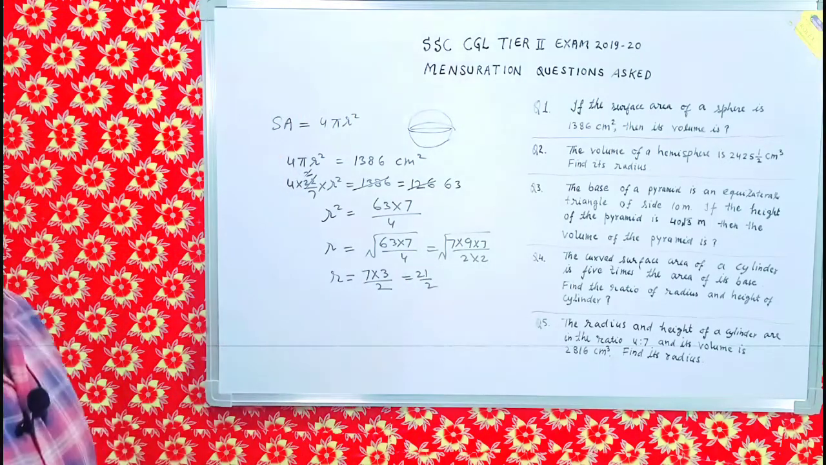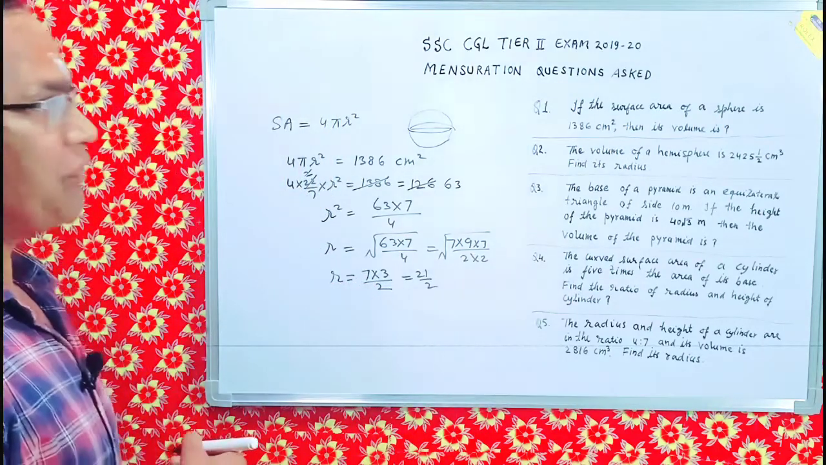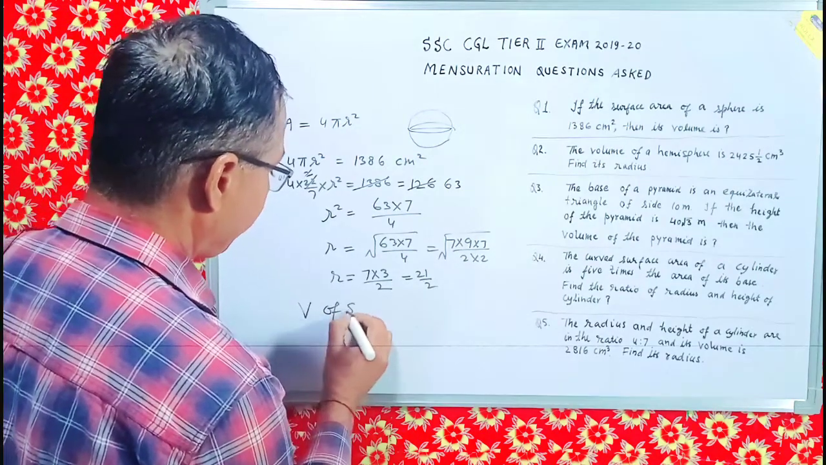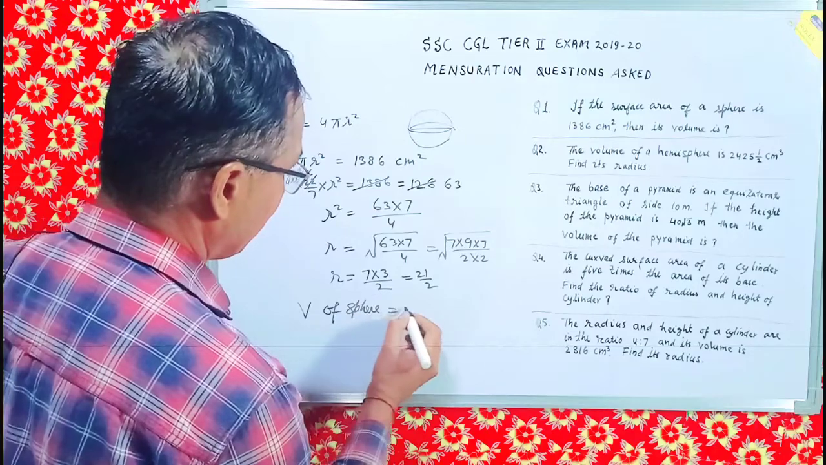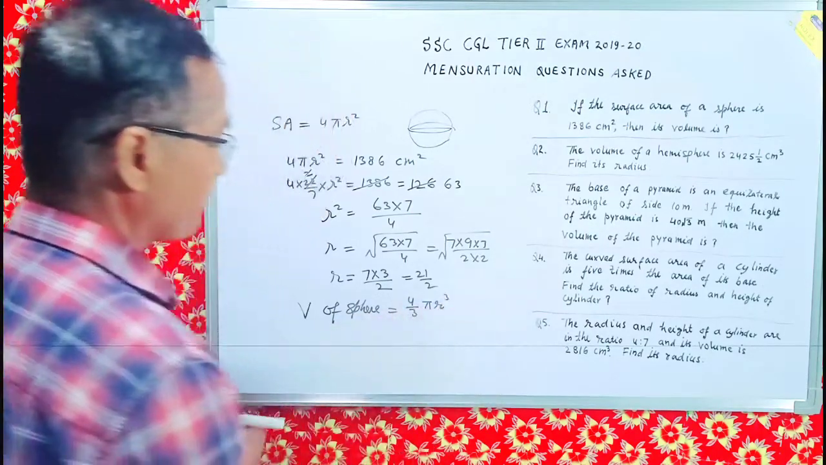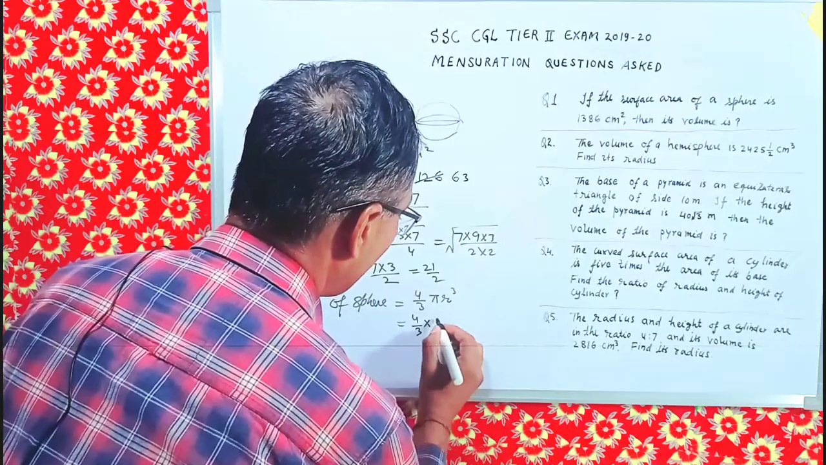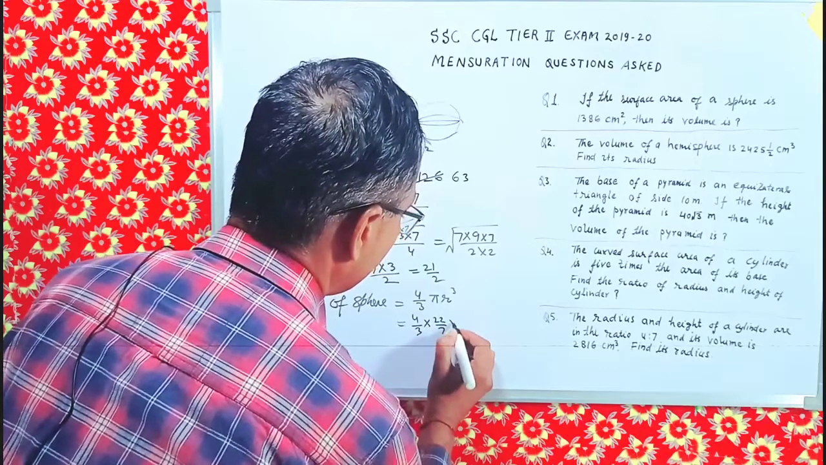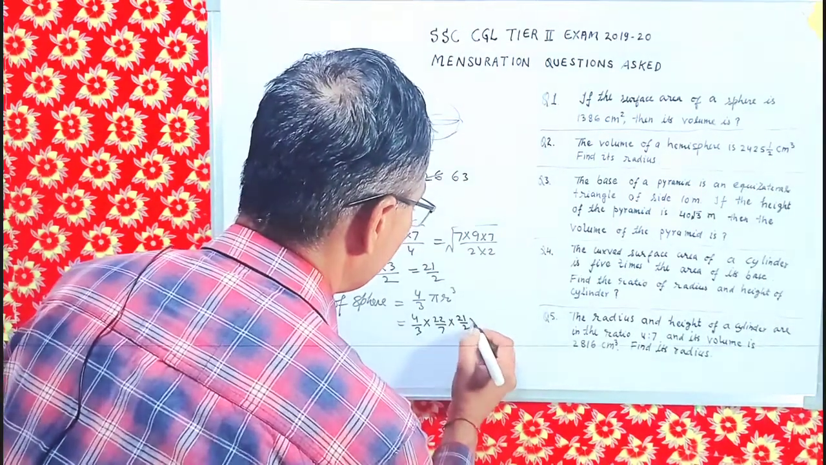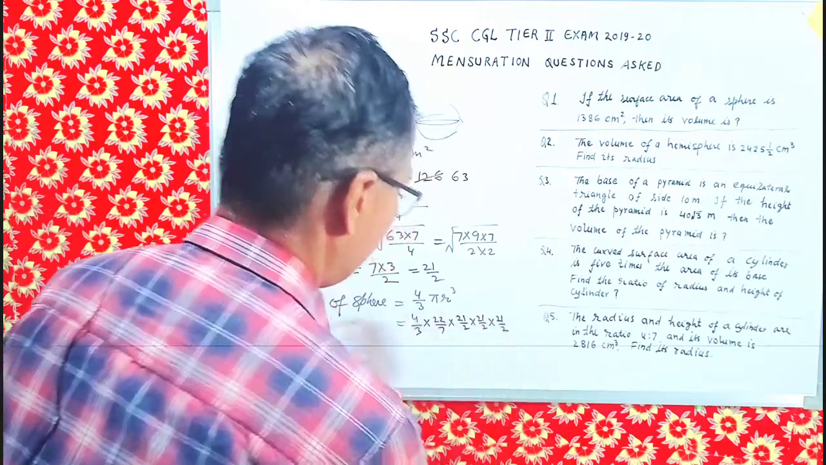We have found the radius, and what we have to find out? We have to find out the volume of the sphere. So volume of sphere is equal to 4 by 3 pi r cube. Now put the values: 4 by 3 into value of pi 22 by 7 into value of radius r, 21 by 2 into 21 by 2 into 21 by 2.